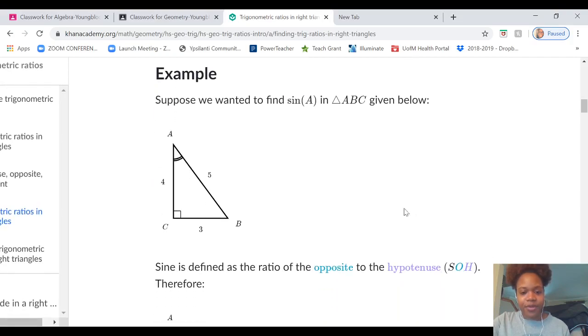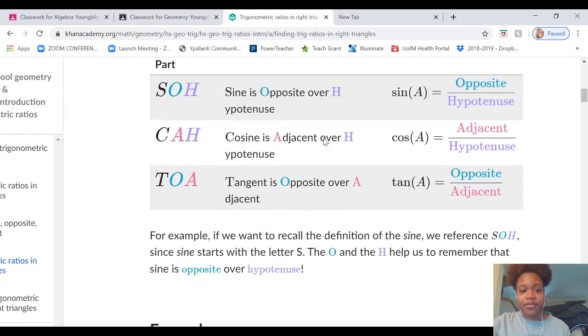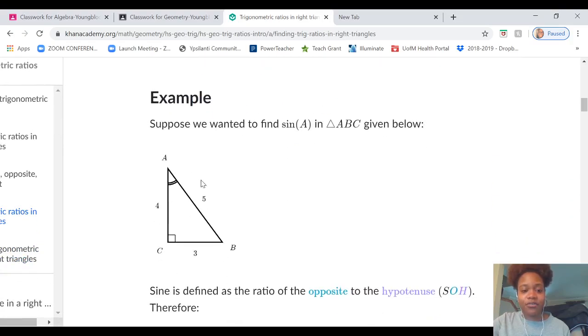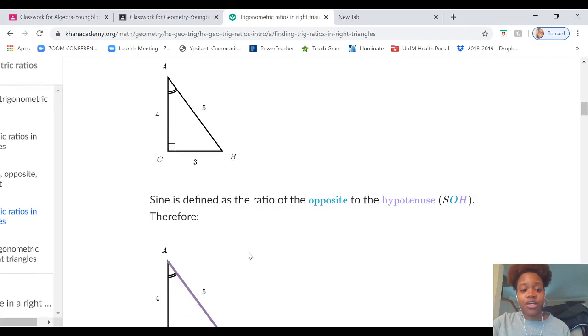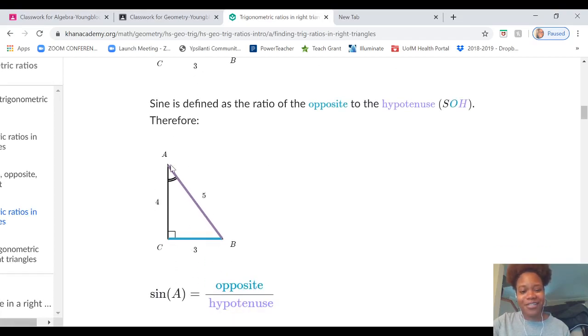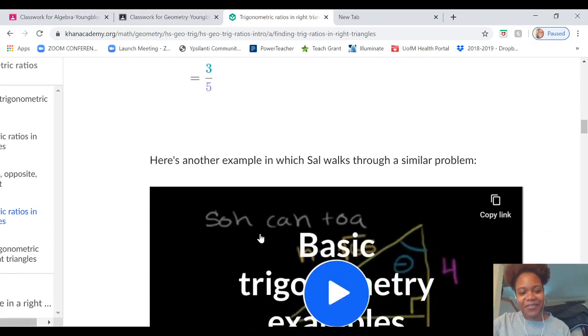Okay, so in this example, they ask us to find the sine of angle A. If angle A is here, our hypotenuse is obviously going to be this 5. Our opposite side is going to be 3 because it's the leg that is not touching angle A. And our adjacent side is going to be 4 because it's the leg that is touching angle A. So if they're asking for the sine, we go back up here. Sine was opposite over hypotenuse, so that would get us 3 over 5.